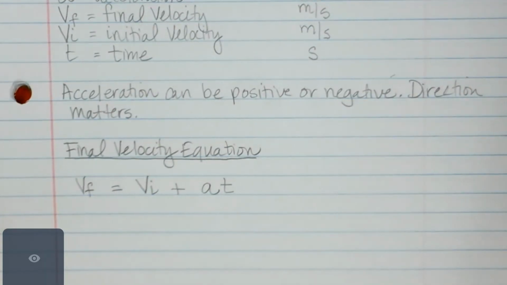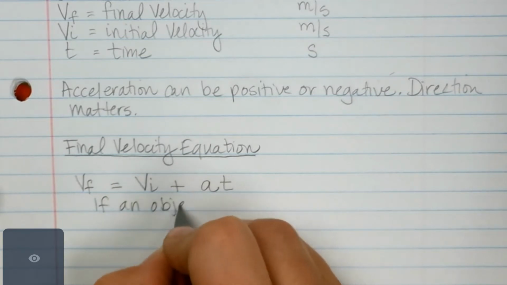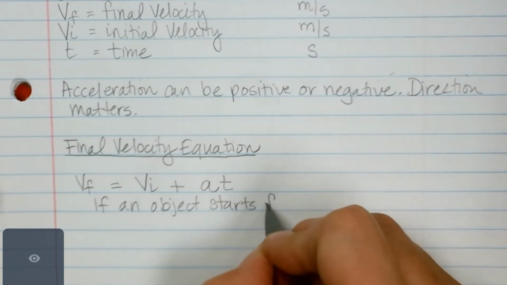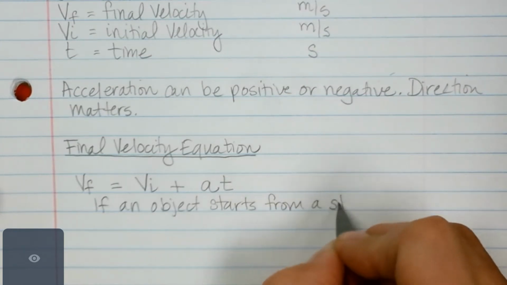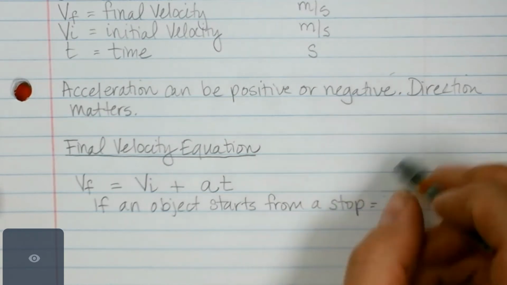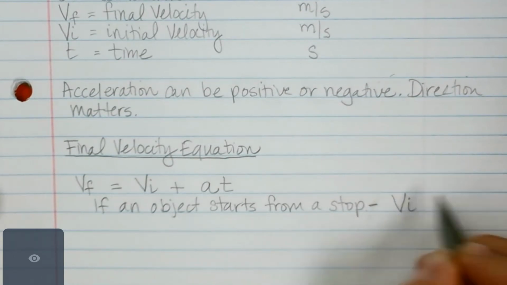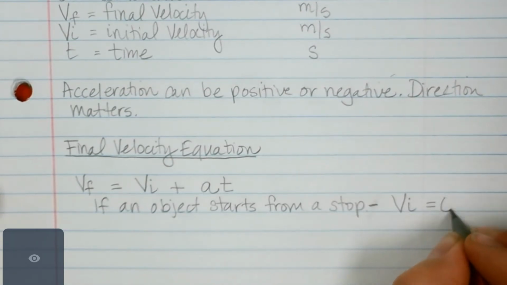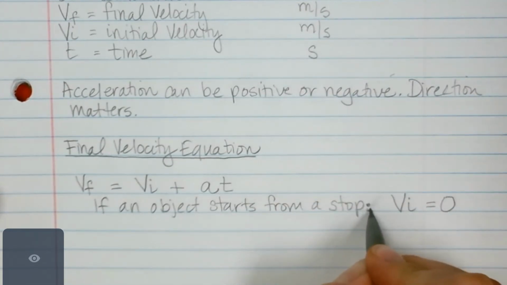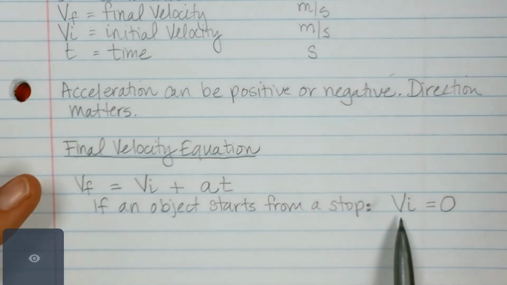So one thing I want you to remember is if an object starts from a stop, then initial velocity, which is VI, equals 0. Let's turn this into a colon so we don't get confused with a negative sign or something. Okay, so VI equals 0.